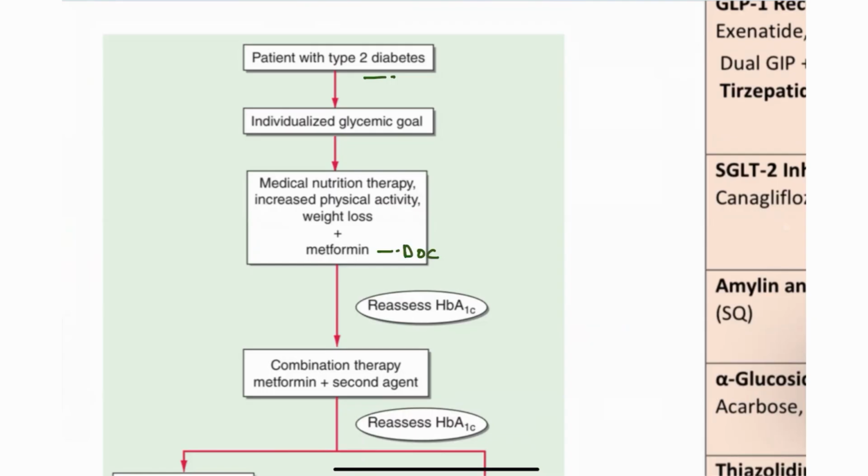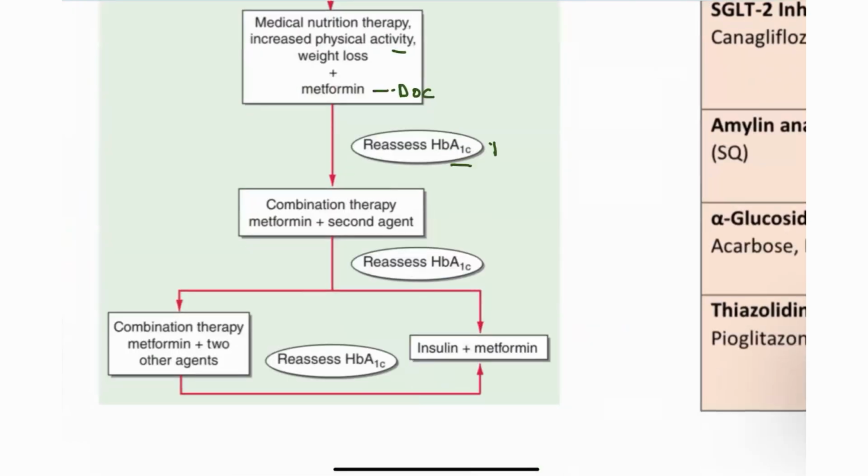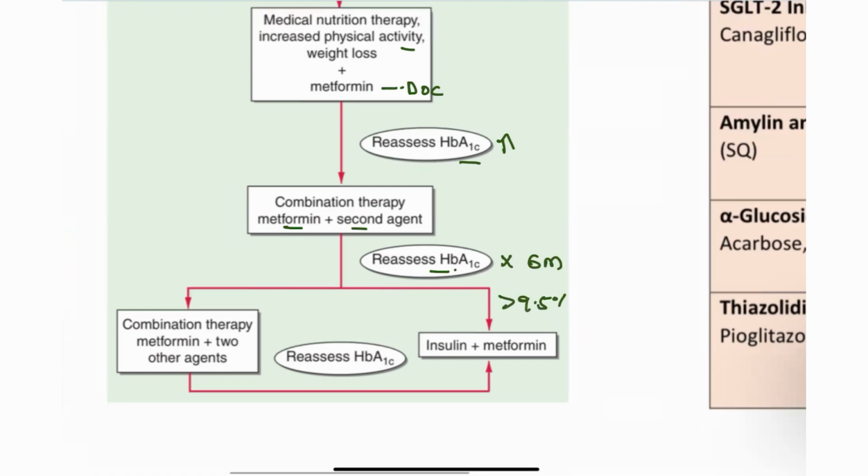Along with that, you have to tell the patient about lifestyle modification. Again, reassess the HbA1c. If it is still elevated, then another drug should be added. And again, check the HbA1c after 6 months. Then if it is more than 9.5%, you have to start insulin therapy. Okay, that is how we are going to start and assess the patient.